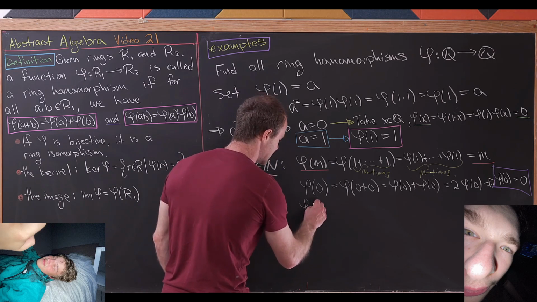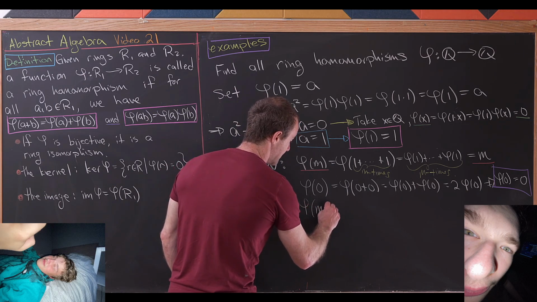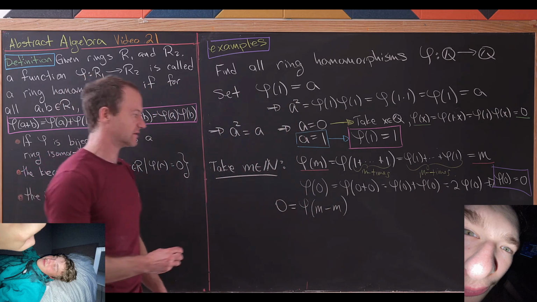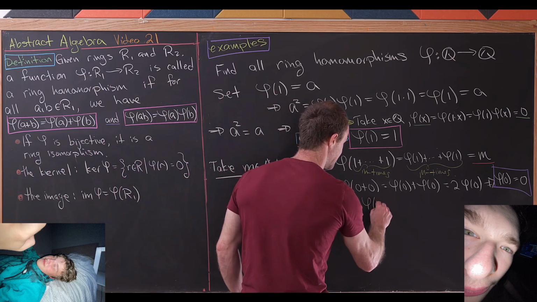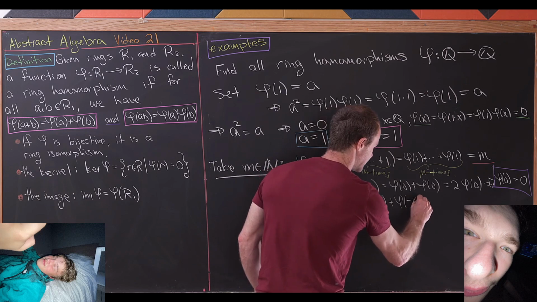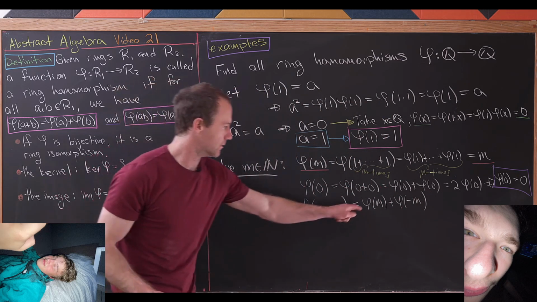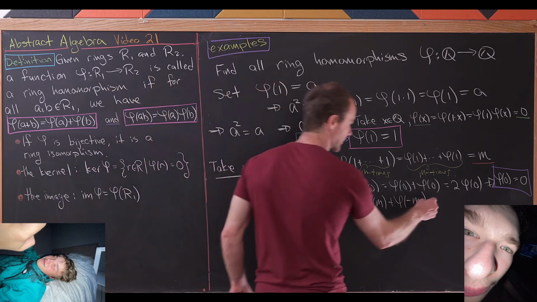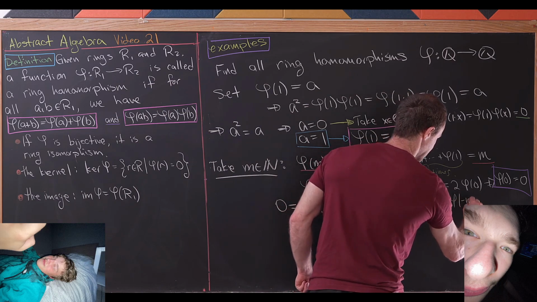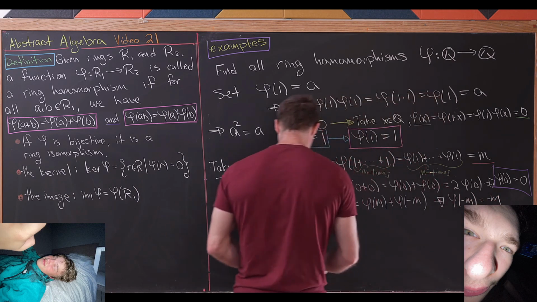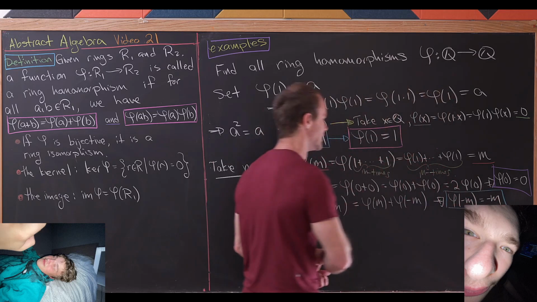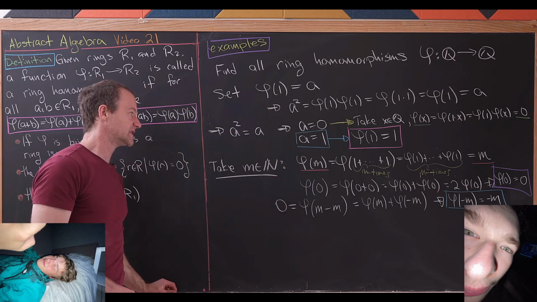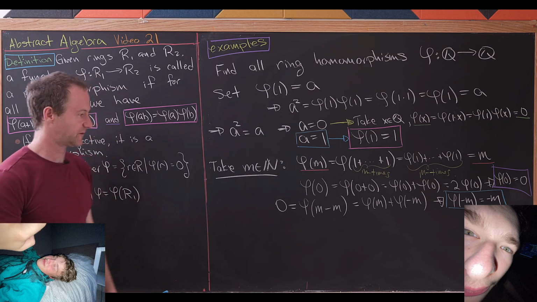So notice that phi of m minus m, well, that's the same thing as phi of 0, which is 0. But then on the other hand, that's phi of m plus phi of minus m. Oh, but phi of m is equal to m. From this right here, we can move that over and solve the equation, and we immediately get phi of minus m is equal to minus m. Okay, so that's really good news. So we know that on the integers, all together after these three things, phi takes every integer to itself.